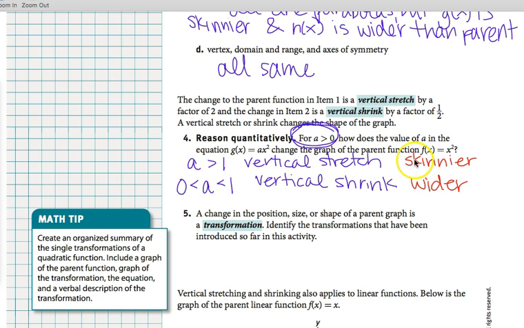So just make sure that you know what happens to the graph. So you'll have to be able to describe vertical stretch, vertical shrink as the transformation. But because we also have to be able to look at a graph and know its transformation, it's important to be able to recognize that the stretches make it skinnier and the shrinks make it wider.